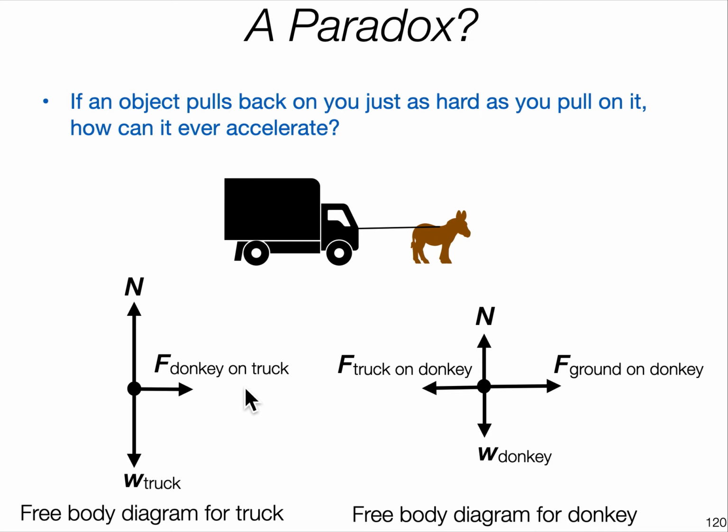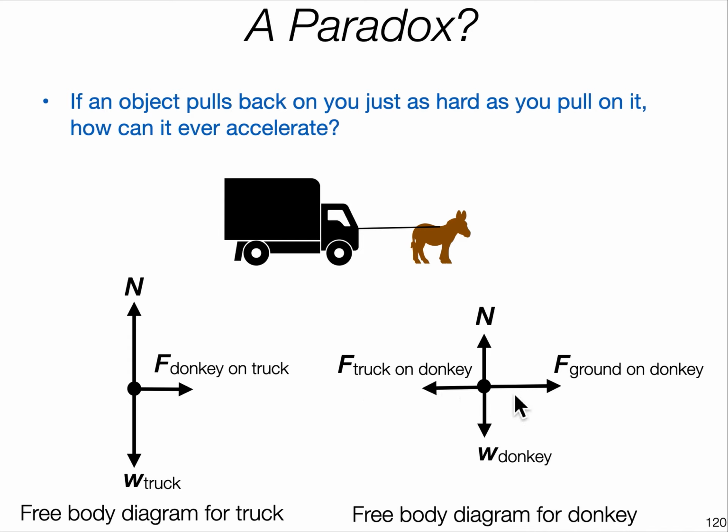And I can also see that I have a Newton's third law pair here. The force of the donkey on the truck is equal and opposite to the force of the truck on the donkey. Right? So these two forces, which are equal in magnitude and opposite in direction, but they're acting on two different objects. Right? The force of the donkey on the truck, the force of the truck on the donkey. So what causes the donkey to move forward if they have this big force pulling back on them, the force of the truck on the donkey?